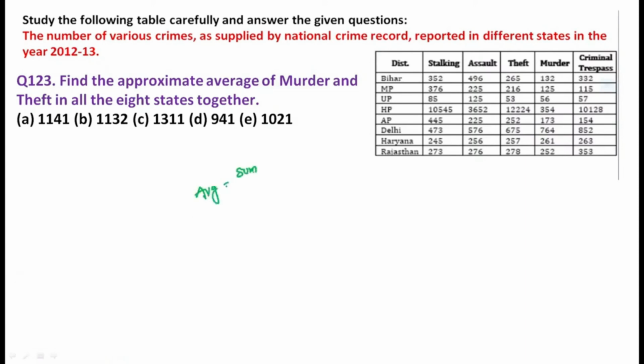Average is equal to sum divided by count. Find the approximate average number of murders and thefts in all 8 states together. Murders, and the other one, theft. Just find the average of all these. So just go through the calculation here.